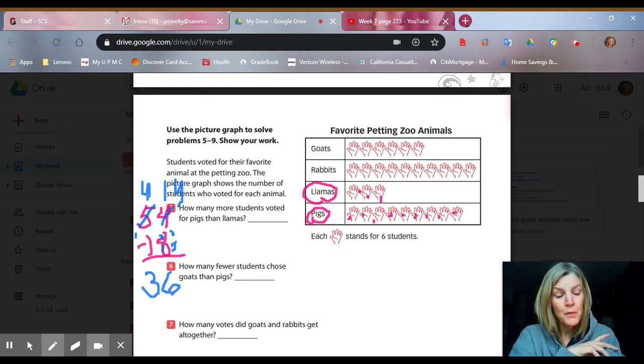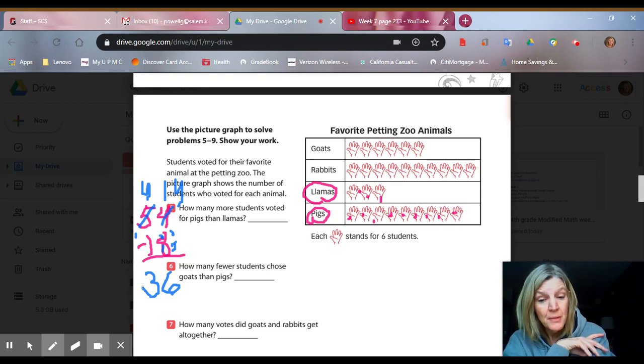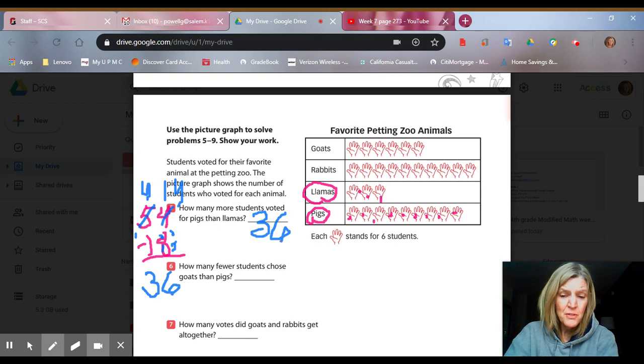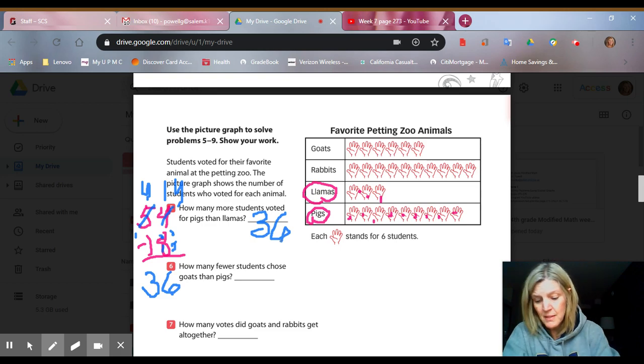How many more students voted for pigs than llamas? Your answer is 36. Fabulous. Now that took 1, 2, 3 steps to solve. Fabulous job.